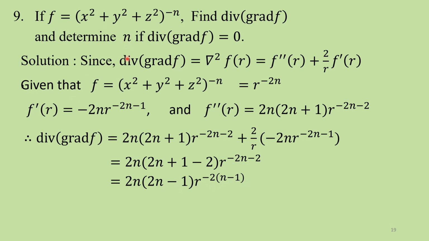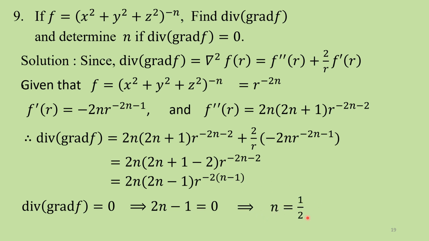Now, how can I answer this? When it becomes 0, what is the value of n? So I can equate this to 0. So divergence of grad f equal to 0 means 2n into 2n minus 1 into r power minus 2n minus 1 is 0. So that means 2n minus 1 equal to 0. If I take 2n equal to 0, n becomes 0, which is common because it becomes constant, power 0, the constant. So for constant anyhow it is 0. So I have 2n minus 1 equal to 0, which means n equal to half. So I require the n value to be half so that the divergence of grad f becomes 0.